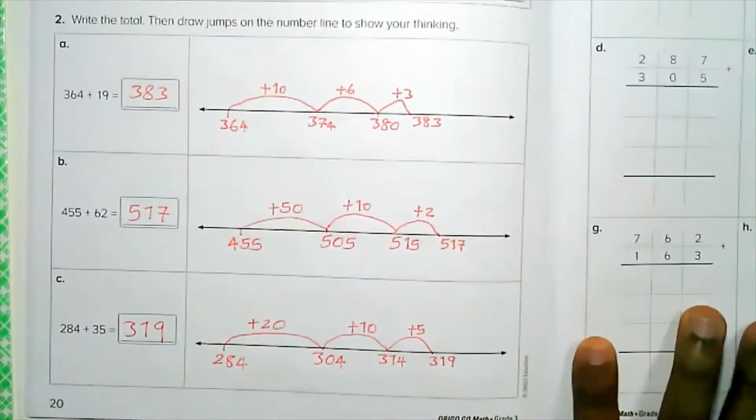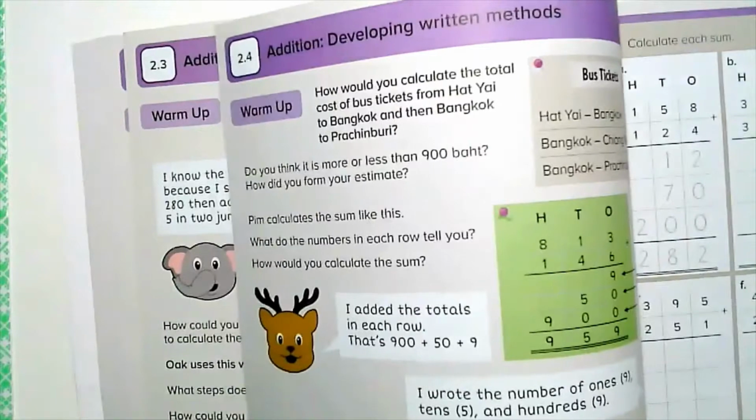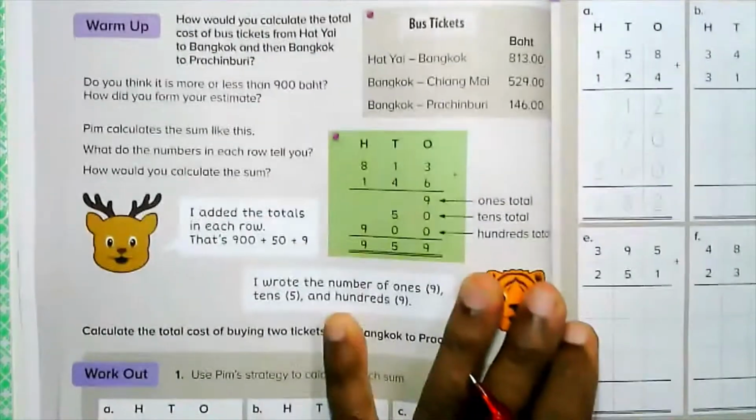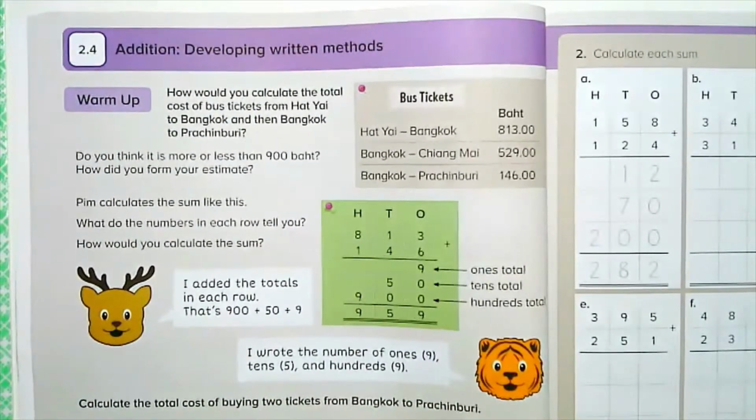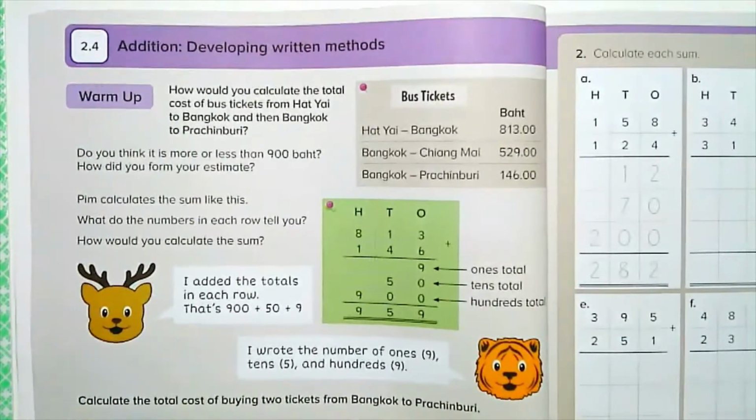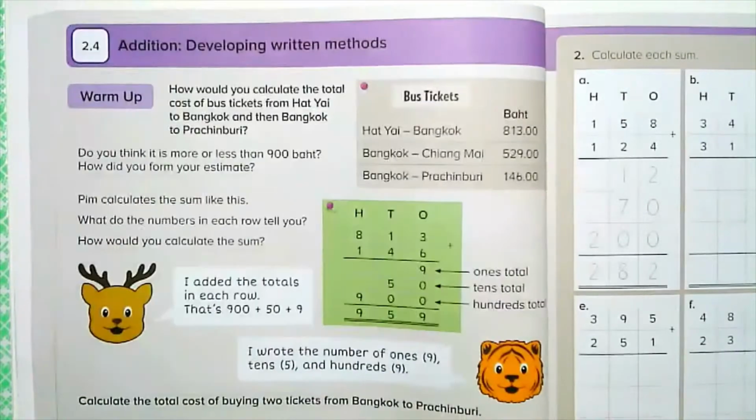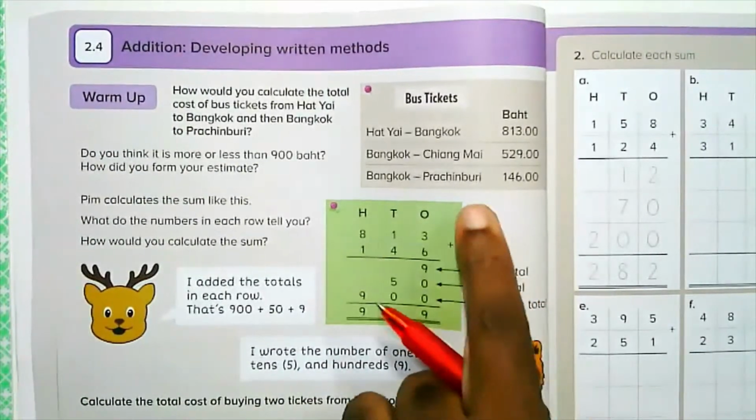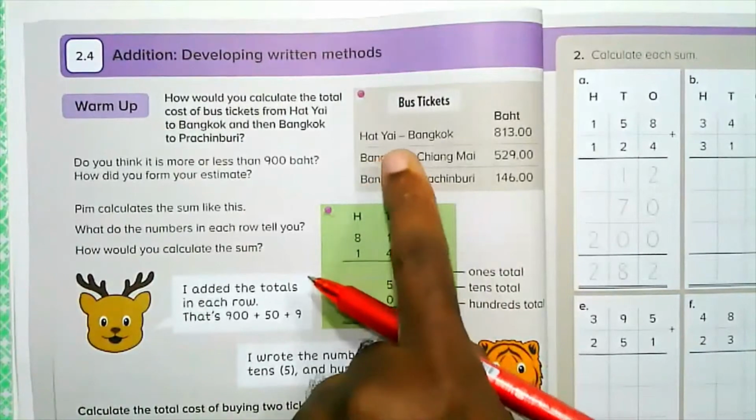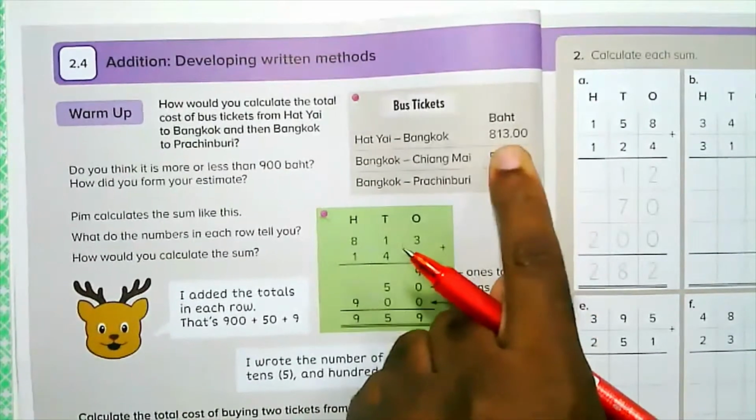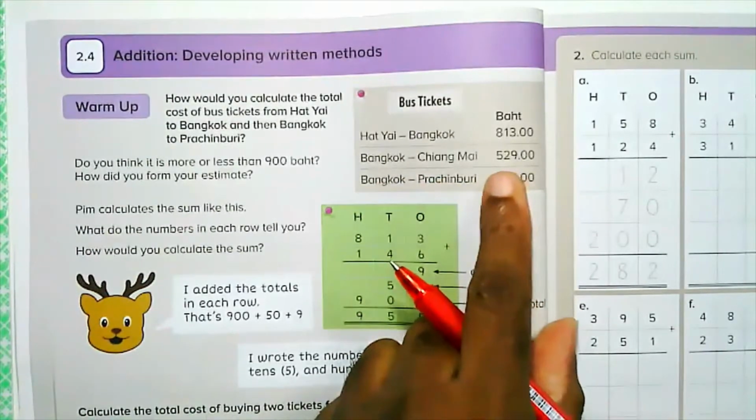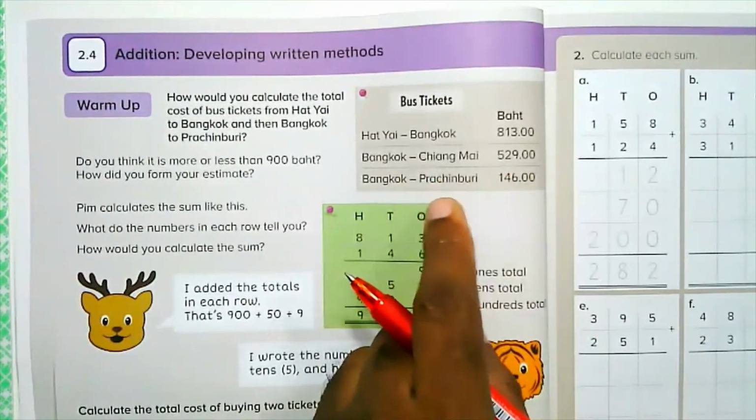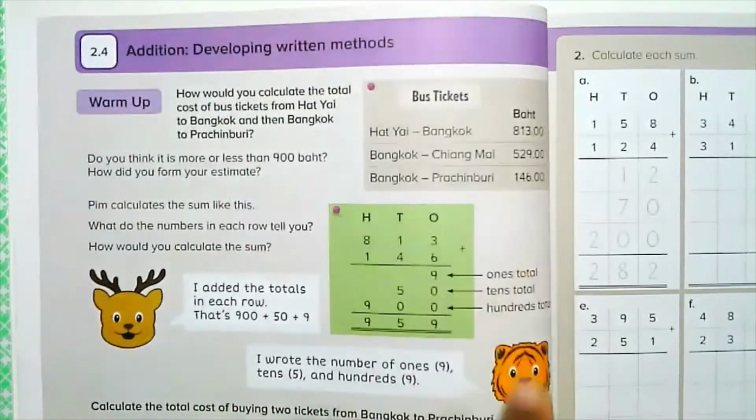Now let's go on to lesson 2.4. Addition, developing written methods. Let's take a look at this table. Hat Yai to Bangkok is 813. Bangkok to Chiang Mai is 529. Bangkok to Pathum Thani is 146.